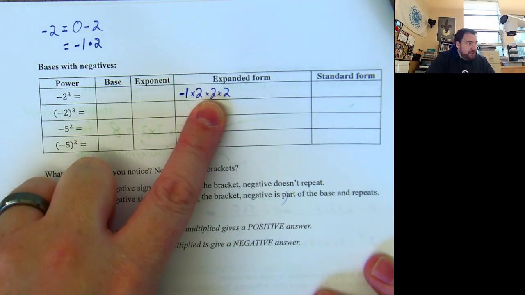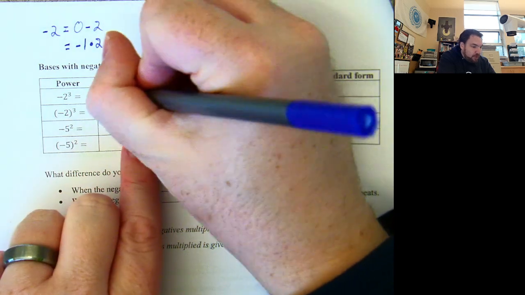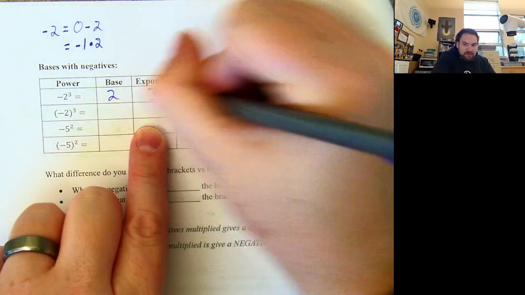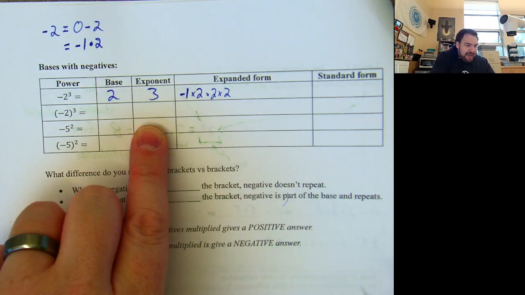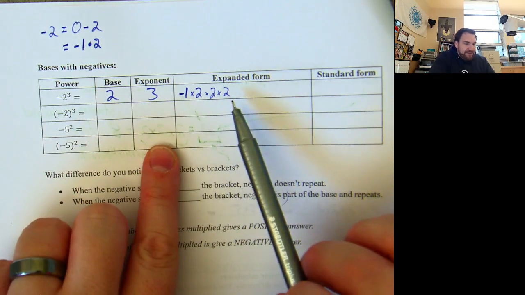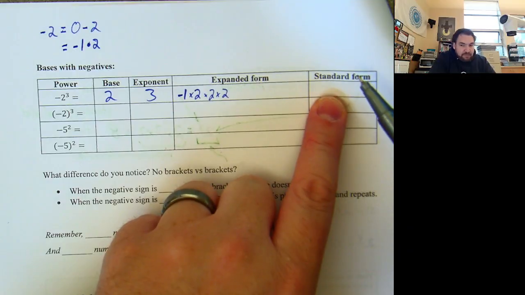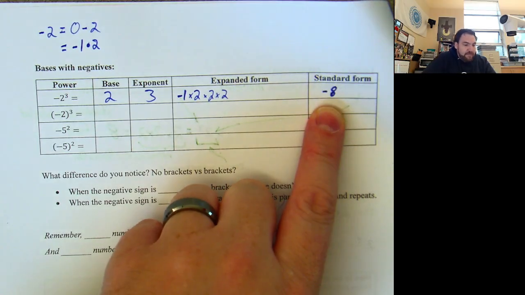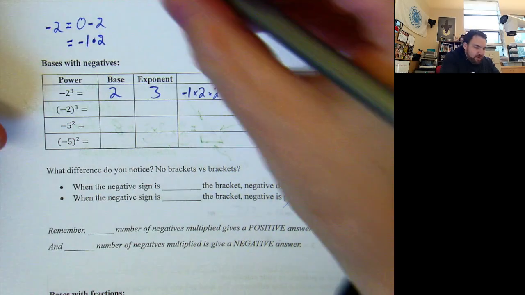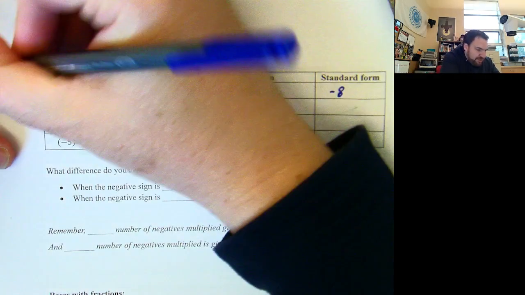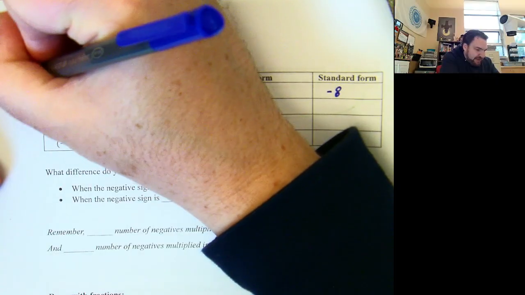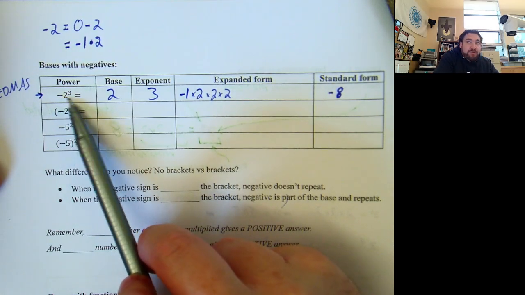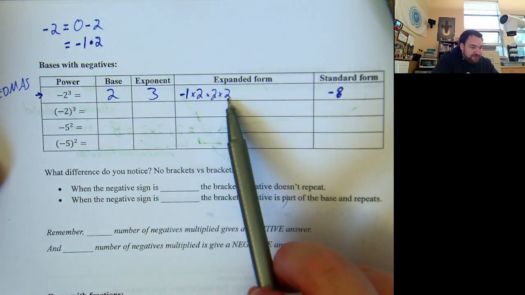So what's getting repeatedly multiplied here? A 2. The negative only shows up once. The exponent is the 3. And negative 1 times 2 times 2 times 2 is negative 8. With things like this, we need to make sure that we take BEDMAS into account. The exponent needs to get applied before that negative gets multiplied on. We repeatedly multiply first and then tack on the minus sign after.